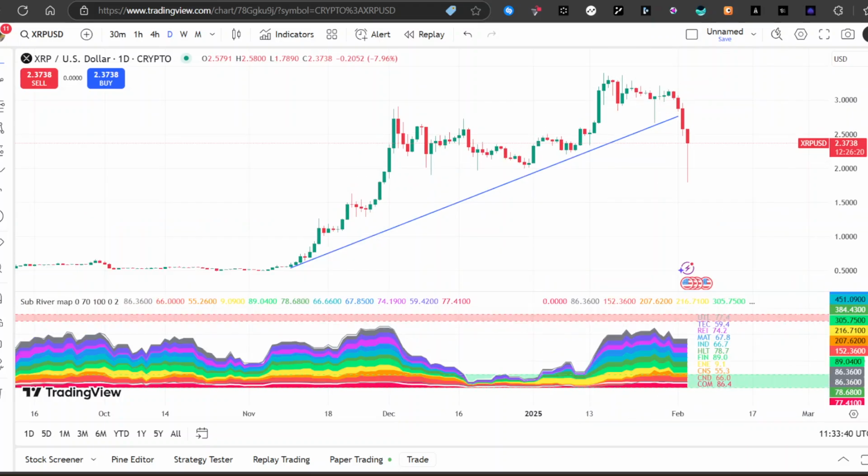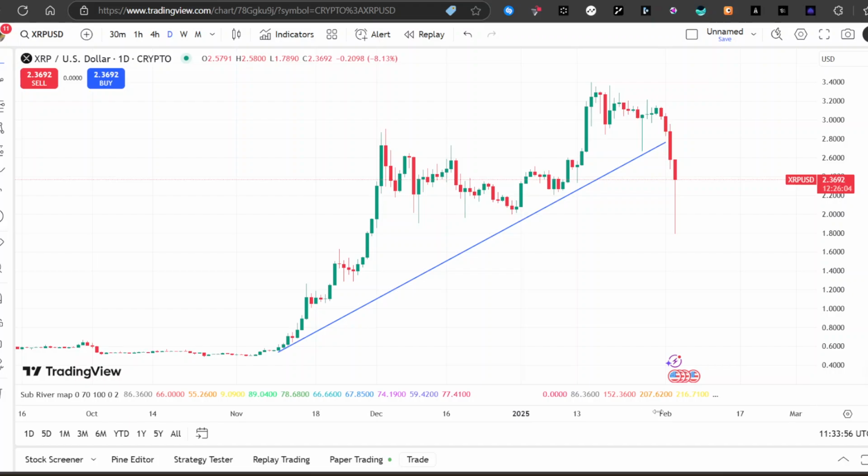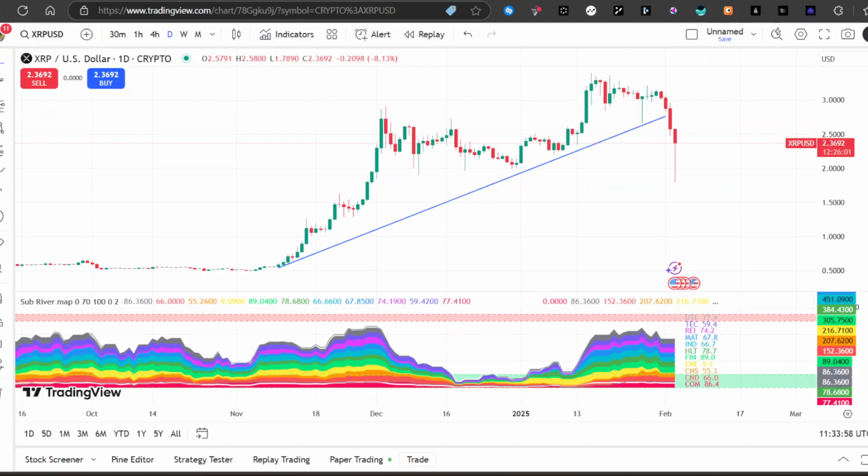Then adjust the settings depending on your trading style and how sensitive you want the indicator to be. You can adjust the settings if you wish. Then watch how the market breadth moves compared to price, and look for divergences, confirmations, and trend shifts to plan your trades. Once this is set up, you'll be able to spot strong market trends and avoid weak setups more effectively.